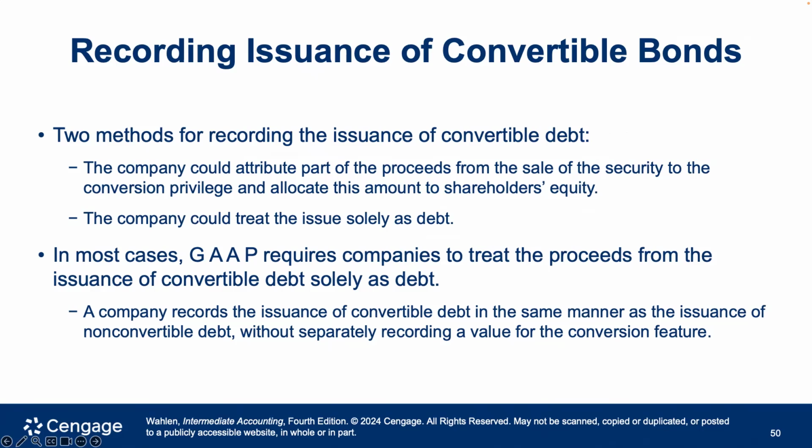The other option is to treat the entire issue as debt. Under current GAAP, in most cases, we treat the entire issue solely as debt. We record the convertible bonds in the same way we record straight debt. That means debit cash, credit bonds payable, and record any discount or premium. We're not going to separately assign value to the conversion feature when we issue them.